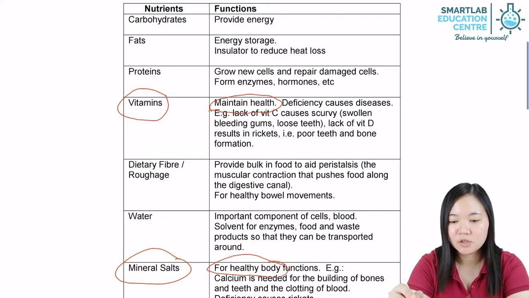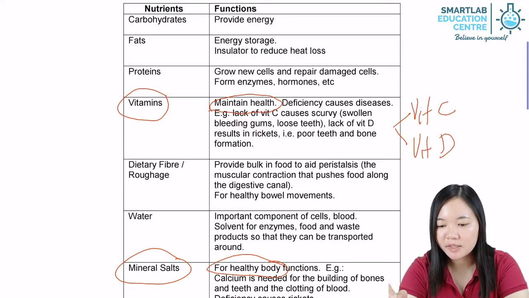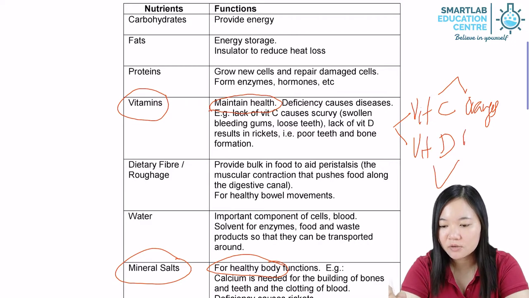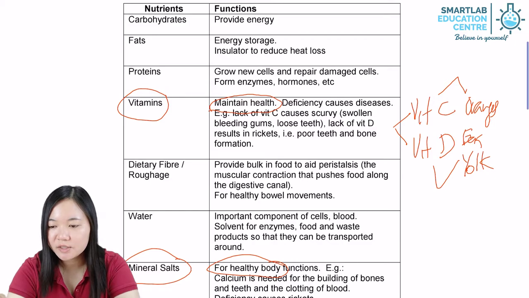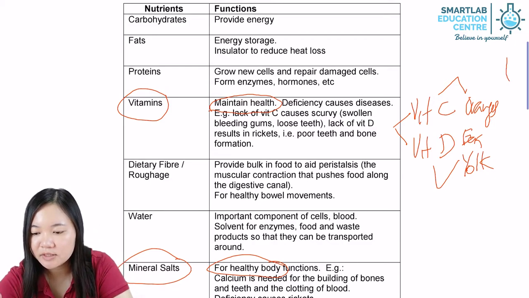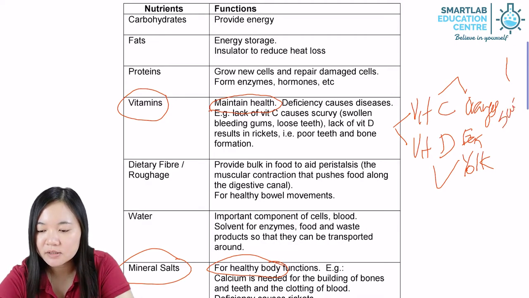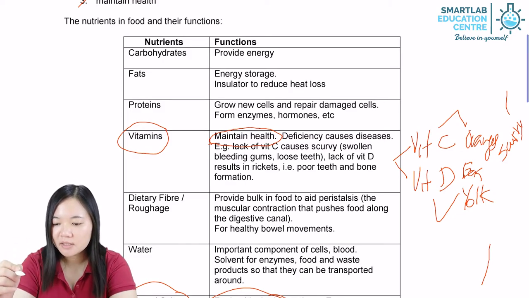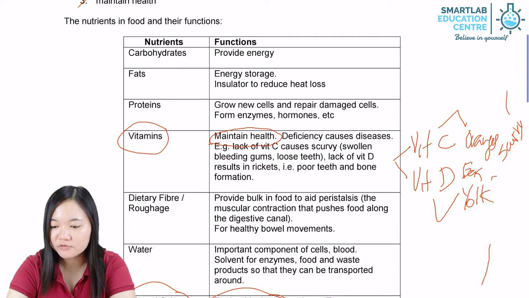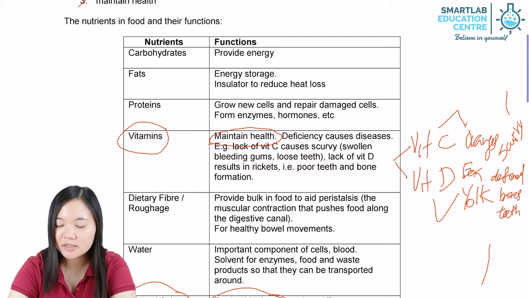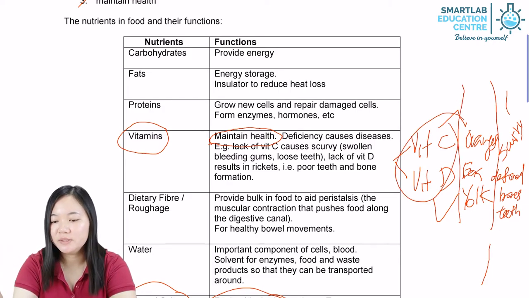Okay? So normally they will ask for two examples of vitamins. I will recommend that you use vitamin C and also vitamin D. Why? Vitamin C can be obtained from oranges. Vitamin D can be obtained from egg yolk. Deficiency, that means lack of vitamin C, will result in scurvy. Then a lack of vitamin D will result in deformed bones and also teeth. Very easy. Remember these two, vitamin C and vitamin D.